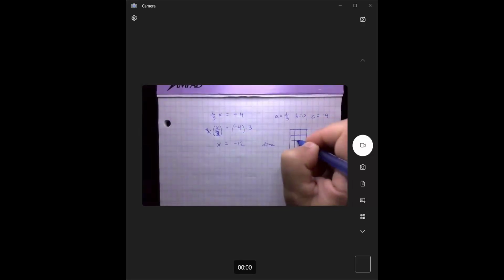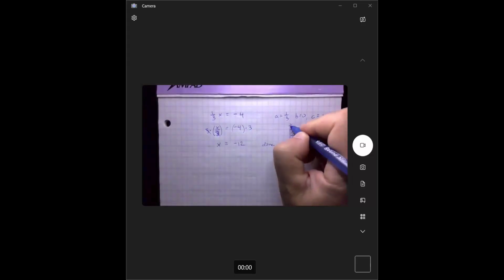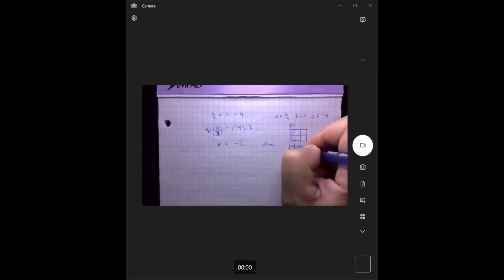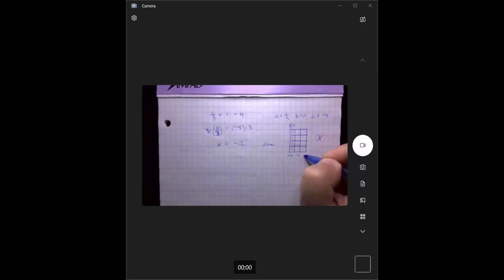And if we want to think about it visually, let's see. So all of this big rectangle is x, and 1/3 of it is going to be -4. It's hard to draw a negative, so we just think of this as negative. So if 1/3 of the whole thing is -4, then all of the whole thing has to be -4 and -4 and -4, which is -12.